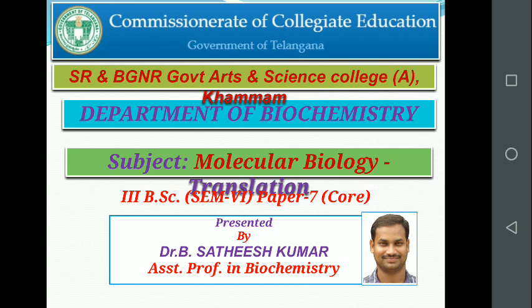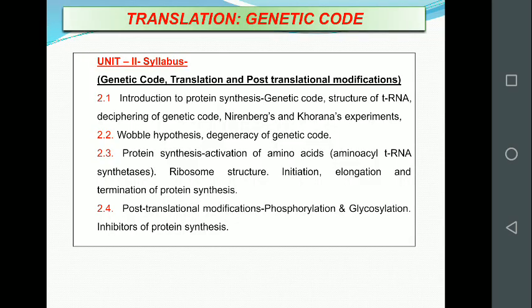And in this unit, in the last few classes, we have learned about the genetic code, the features of genetic code, and elucidation of genetic code. We have 3 different experiments which elucidated the genetic code. Apart from that, you have also learned the structure of tRNA molecule and Wobble hypothesis, the degeneracy of genetic code.